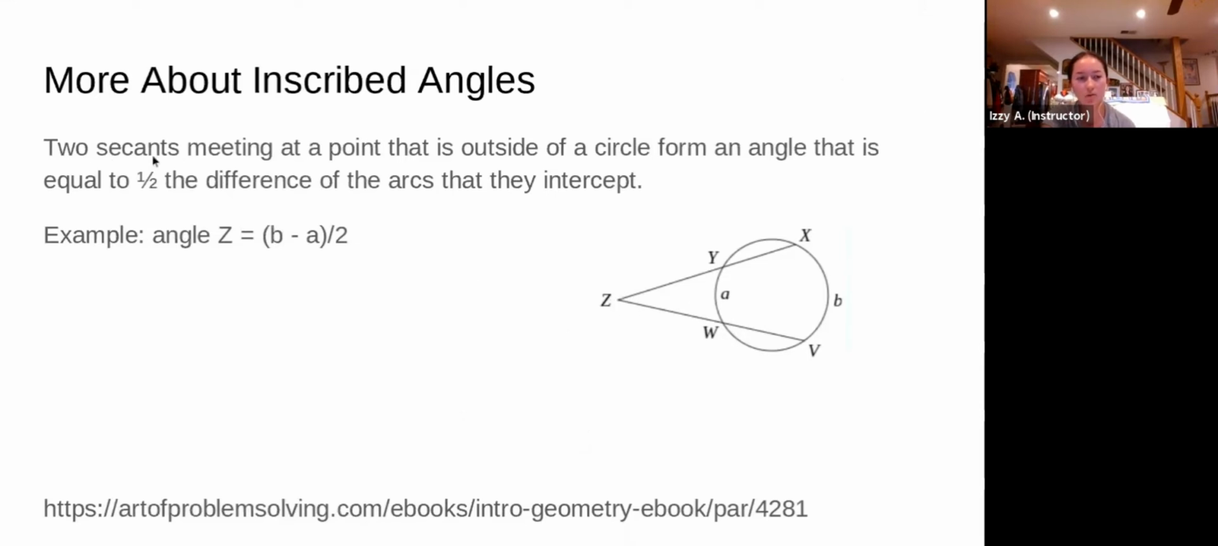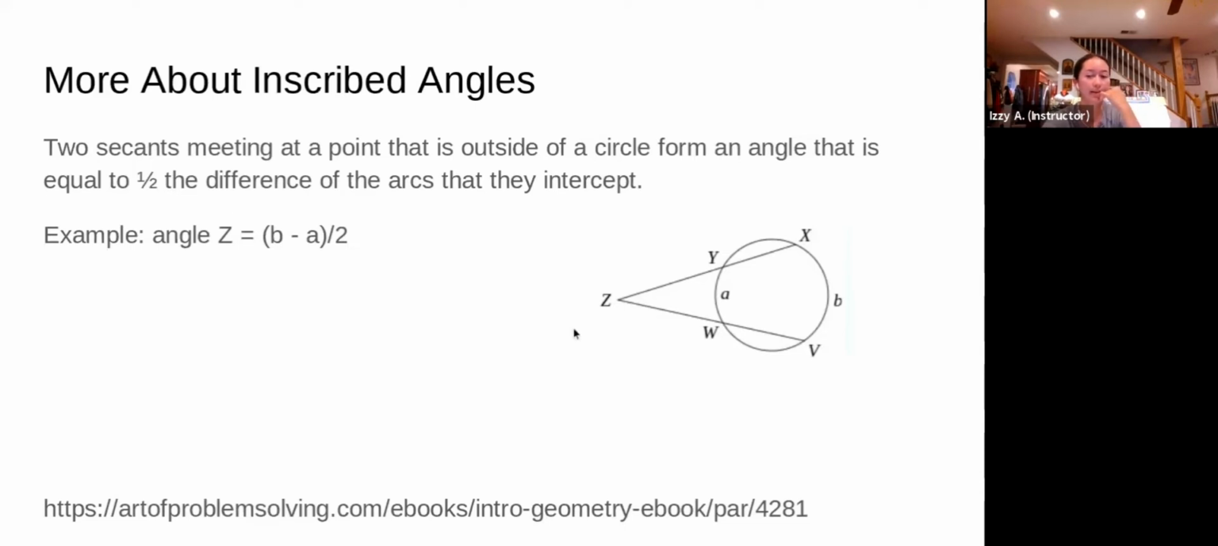So just for review, a secant is a line that goes through a circle twice, or it intersects the circle twice. So for example, line ZX intersects the circle at point Y and point X. Same thing for ZV, it intersects the circle at W and V. So as a result, these two lines are secant lines.